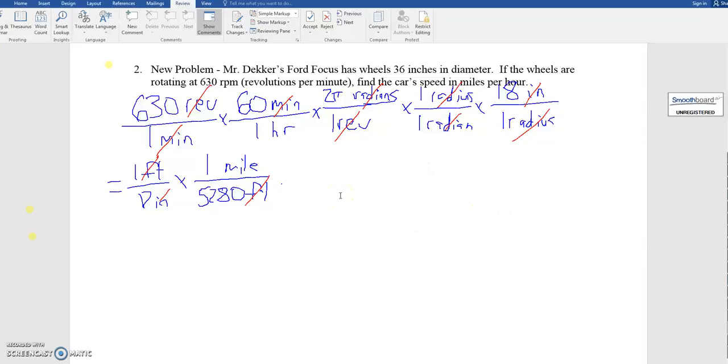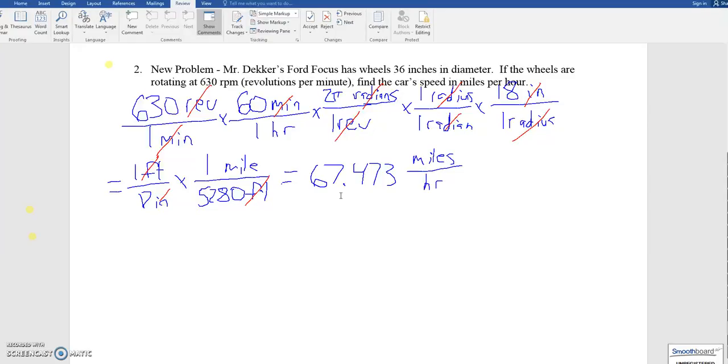So I have my numerator figured out. I'm going to divide by every number in the denominator. So I'm going to divide by a 1 and another 1 and another 1 and another 1 and another 1. Then divide by 12 and divide by 5,280. I go through all of that. I get 67.473, and that would be in miles per hour. Okay, so that's one way.